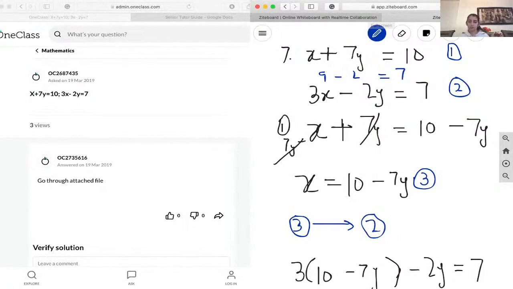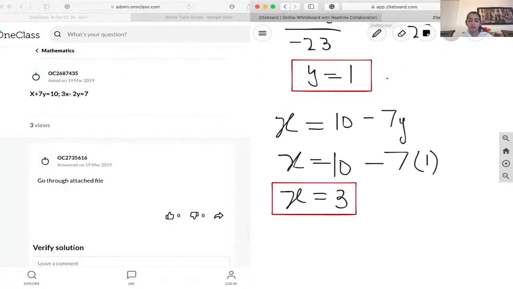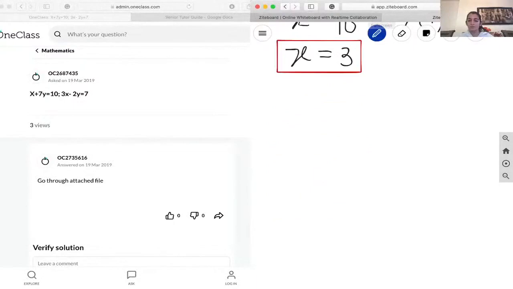If one side of the equation equals the other side of the equation, it will equal 7. And so now we have our final values. We can write them down at the bottom. y is equal to 1. This is not necessary, but you can write it down if you want to. x is equal to 3. Again, I'm just going to square it.